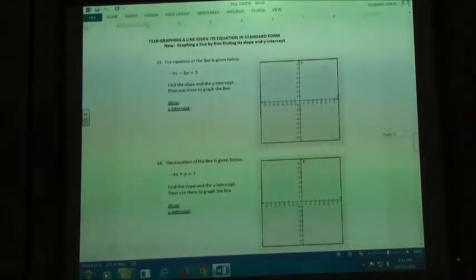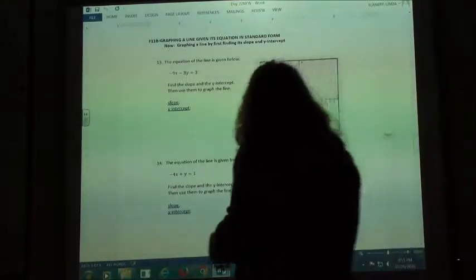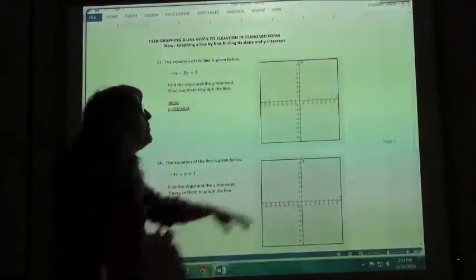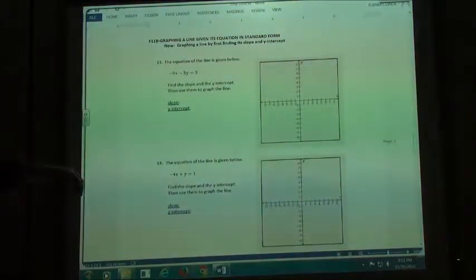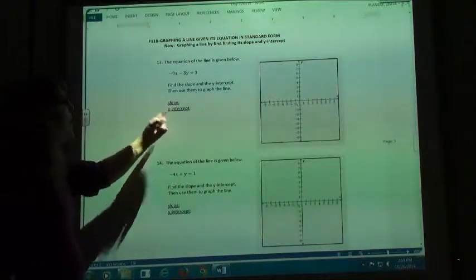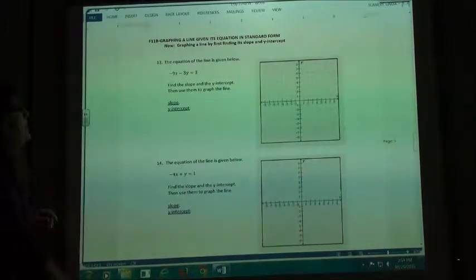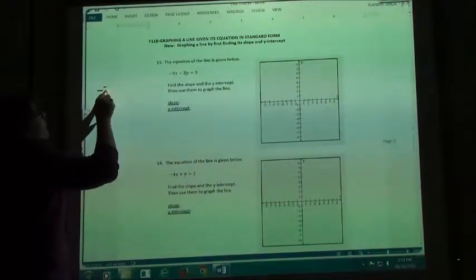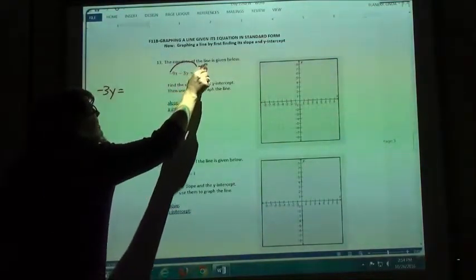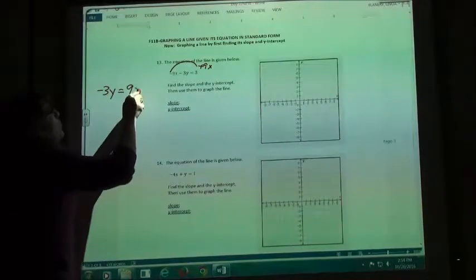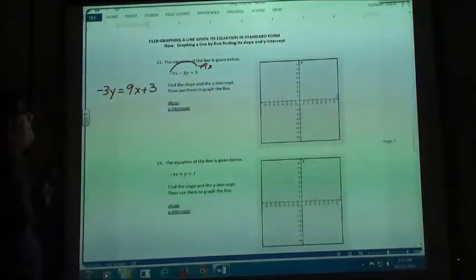13, 14, and 15, they're now going to use that concept of finding the slope and the y-intercept so that you can graph your line. So again, my first step is just to rearrange my equation and solve it for y so that I can pick out my slope and my y-intercept. So negative 3y is going to equal, this will go over here and become positive 9x, so 9x plus 3.